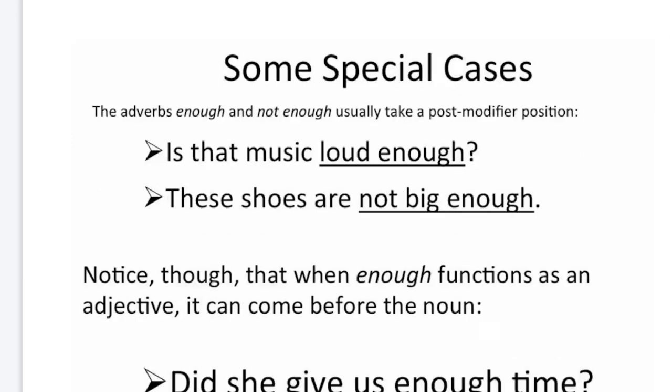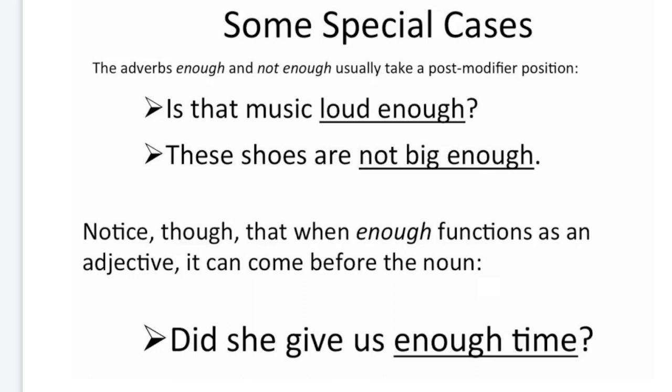So for example, the adverb enough and not enough usually take a post-modifier position, or they are placed at the end. However, they can also be placed at the front if they are used as an adjective. For example, did she give us enough time? This is correct. Now here time is a noun because it is a thing, and enough is used as an adjective. So if the word enough is used as an adjective, it is placed before, and if it is used as an adverb, it will be placed at the end.